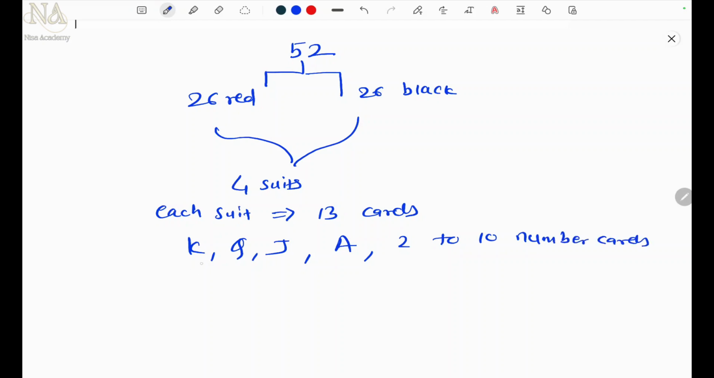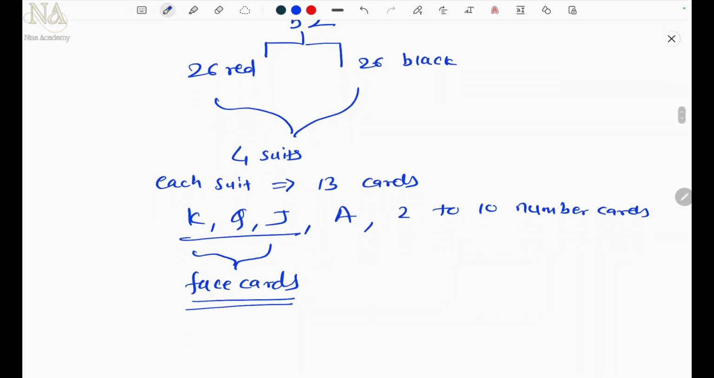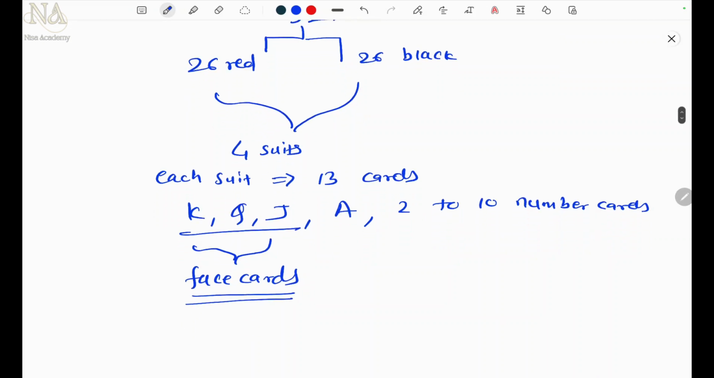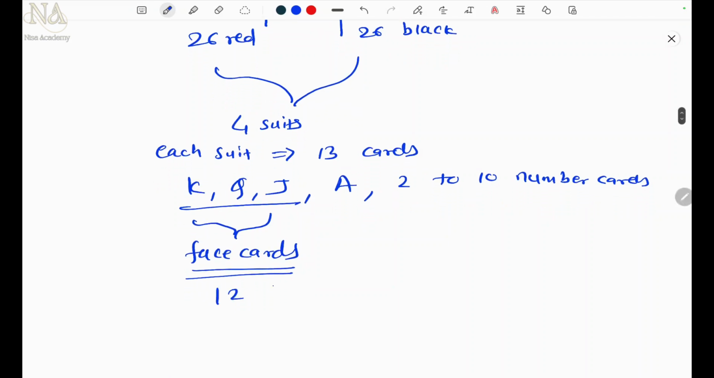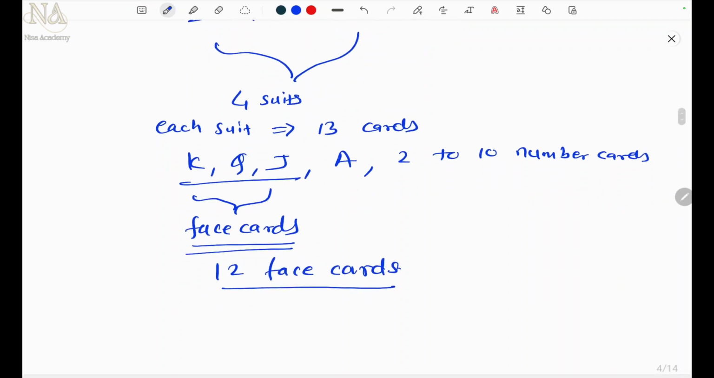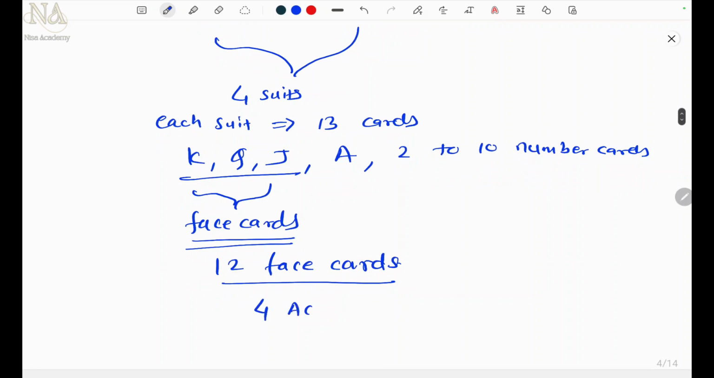So the king, queen and jack are called the face cards. There are 3 in each suit, and there are 4 suits, so 3 fours are 12. There are 12 face cards. And how many ace cards? 4 ace cards, one in each suit.